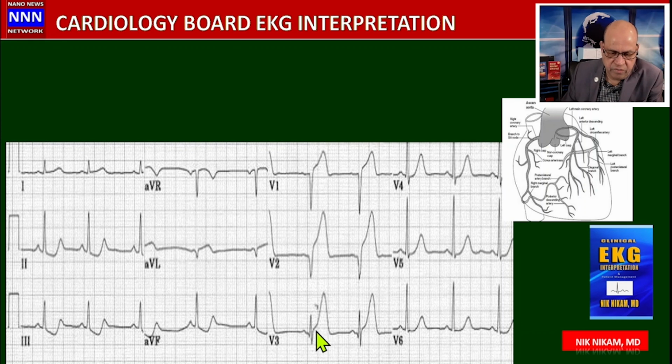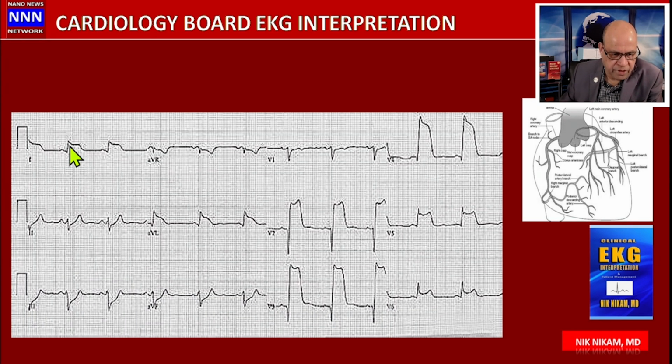Then we see some reciprocal changes. These are known as the reciprocal changes, where we see some ST depression that is sort of a reflection of what we see here anteriorly. So this is a recent anteroseptal myocardial infarction. And here's an example of lead 1, aVL, V2 to V6. This is an anterolateral recent myocardial infarction associated with some reciprocal changes in lead 3 and aVF.